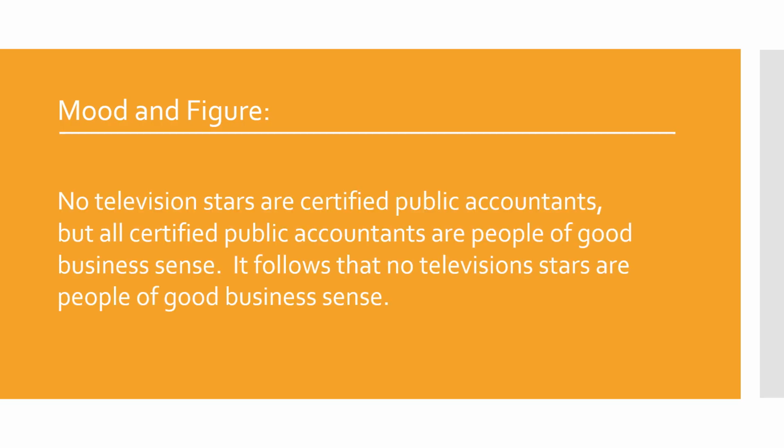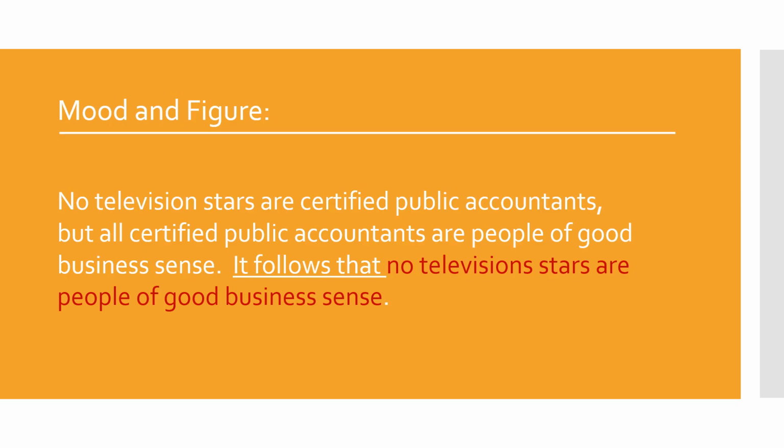Let's take a look at another example. No television stars are certified public accountants, but all certified public accountants are people of good business sense. It follows that no television stars are people of good business sense. Once again, it's best to start if you can with your conclusion, simply because this will help you identify your major and minor terms. And in this case, we have a very clear indication of our conclusion with "it follows that," and our conclusion is obviously no television stars are people of good business sense.